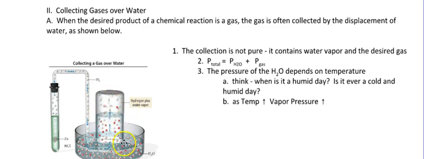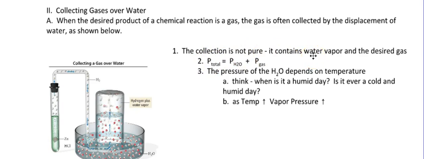A lot of times this would be a graduated cylinder so you can read the volume of your collected gas, okay? But what is in this pocket right here? Is it just the hydrogen gas? No, what else is happening? What can happen at the surface where the water was? Can some of that water also become a gas? And the answer is yes. So this collection area is not pure. It contains water vapor and the desired gas.